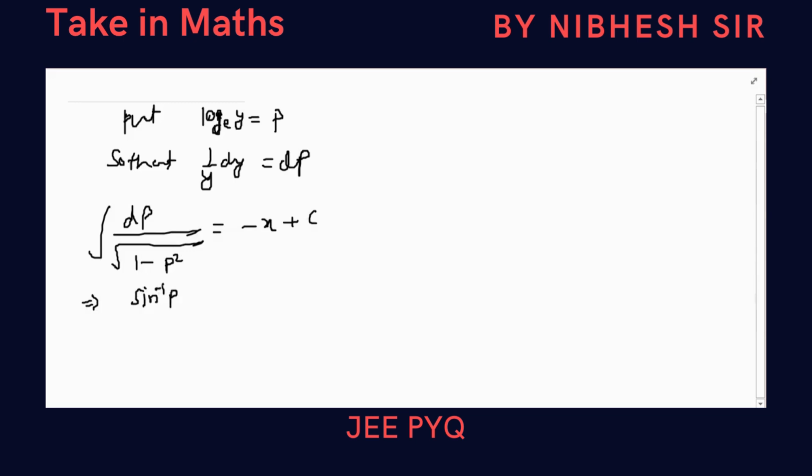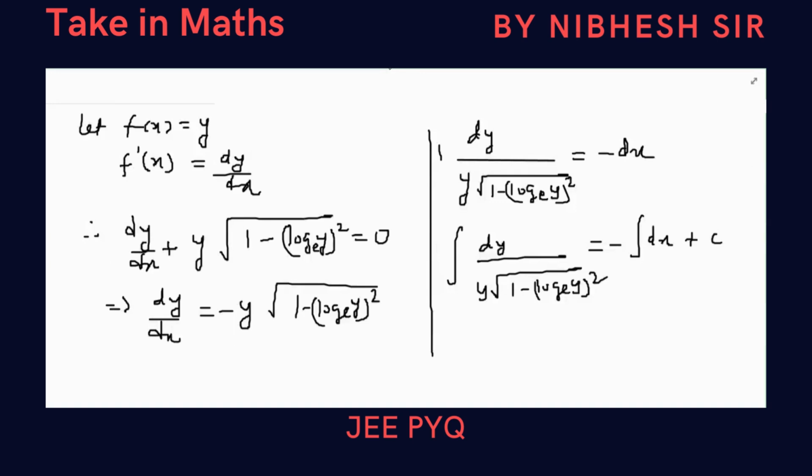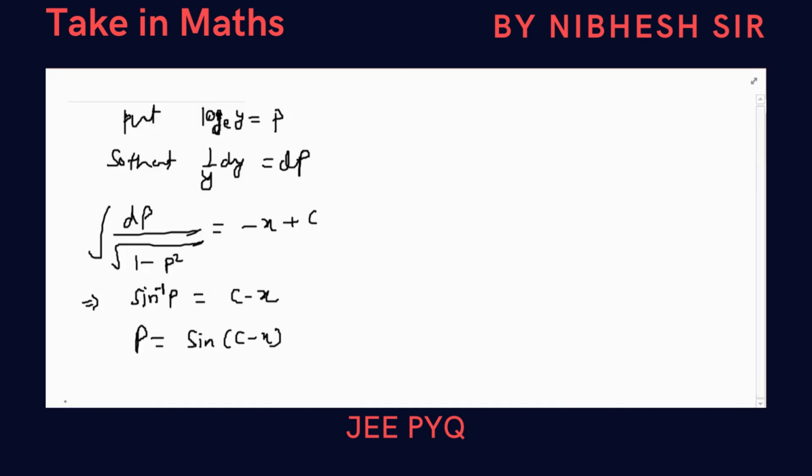So I write here sin inverse p equal to, even I can write, c minus x, right? So p is sin of c minus x. And what is p? P is your f dash x. P is what we have assumed here, p as log y. So log y is sin of c minus x.